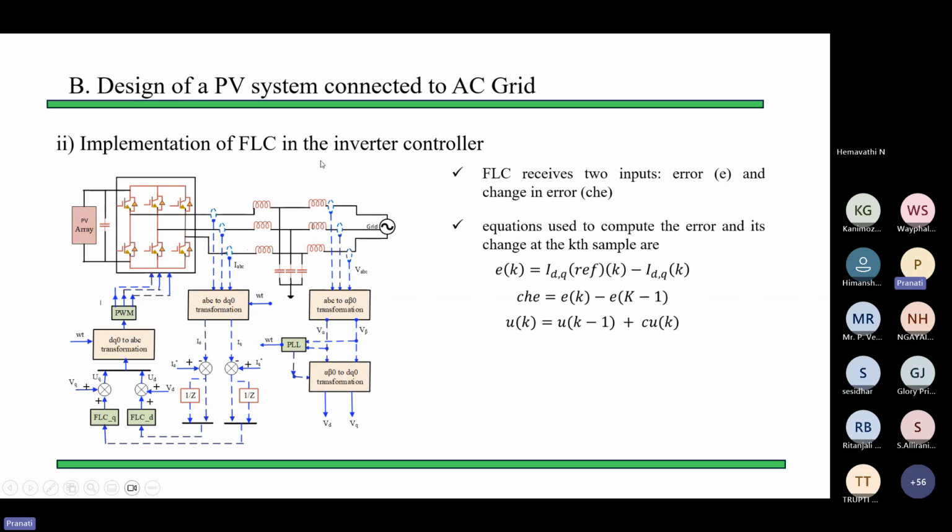Now, implementation of fuzzy logic controller in the inverter control. If we come to this diagram, this is a PV array which has different irradiances and works at different temperatures. Then this is a capacitor to stabilize this bus voltage, which goes through an inverter. The inverter has 6 switches, as I have used a 3-phase inverter. These 3 are the current sensors which sense the currents of the 3 phases, I_A, I_B, I_C.